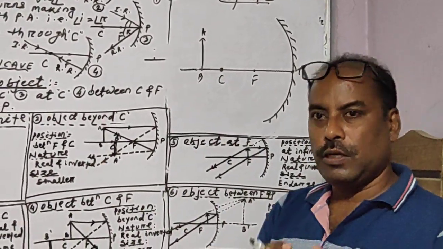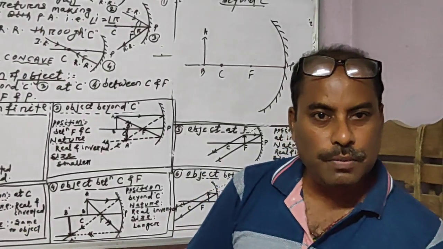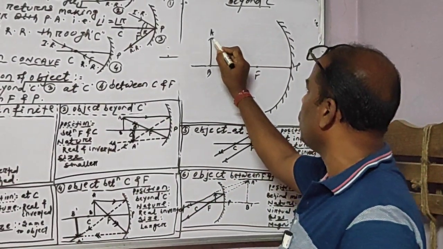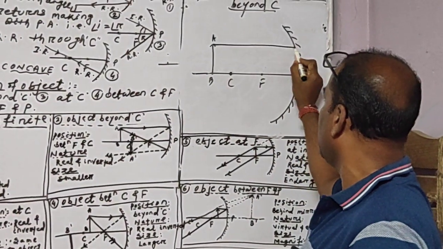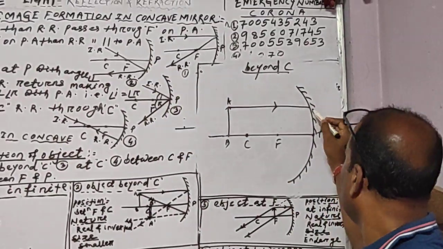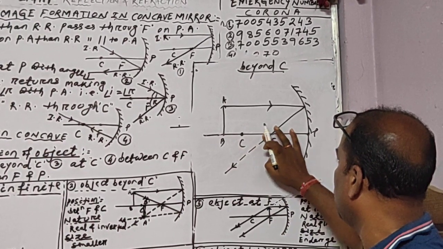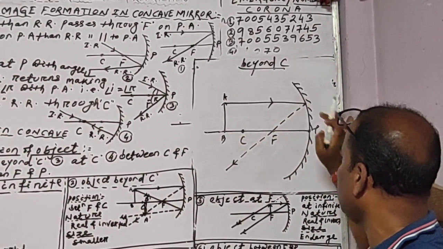Then we have to take two rays for image formation. One is always parallel to the principal axis. So the first ray we take parallel to the principal axis. This is the first ray. As we know, according to rule 1, it will pass through the focus. I have made it a dotted mark with an arrow mark. That is the reflected ray.